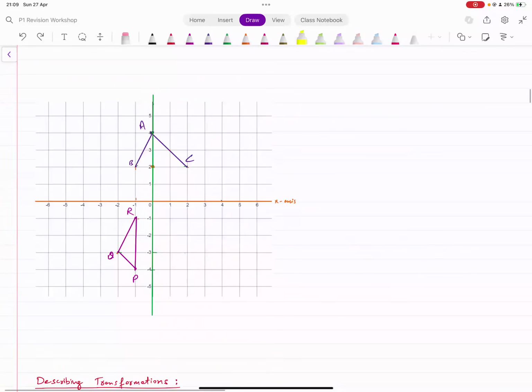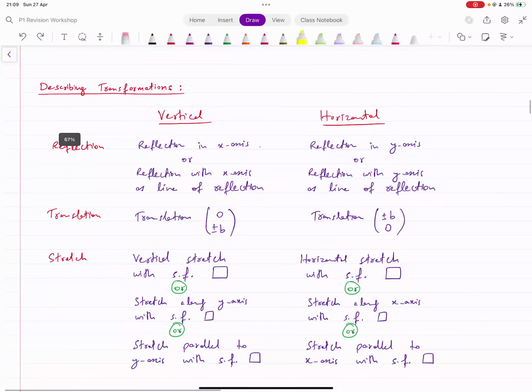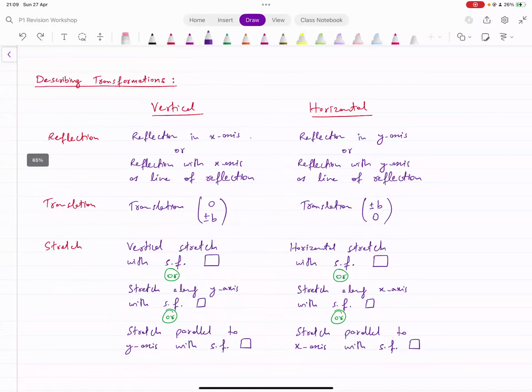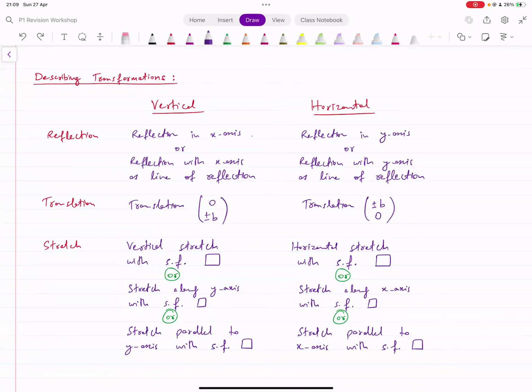Now, these are three transformations that you have. How do you describe these transformations? You have to describe these in exactly one of these ways. So there are three types of transformations. First of all, you've got reflection. We talked about this before as well. Either say reflection in x-axis or reflection with the x-axis as the line of reflection. Similarly for the y-axis, this is vertical reflection because the movement of the graph is vertical. Then you've got translation. You have to write down the translation vector for this. If it's a vertical translation, you have something in the y component here. If it's a horizontal transformation, you have something in the x component here.